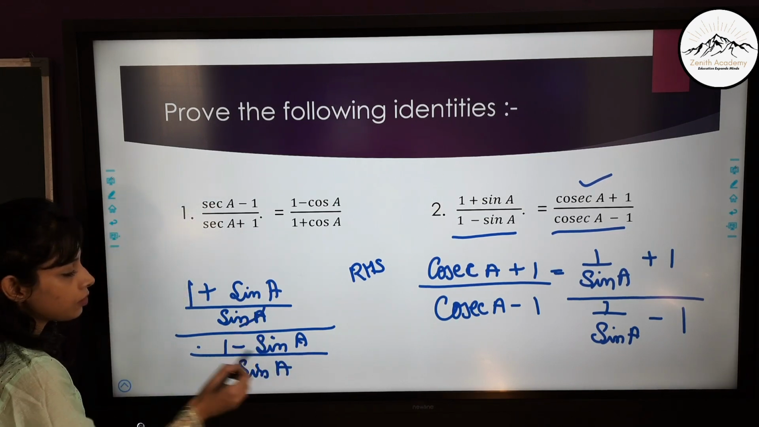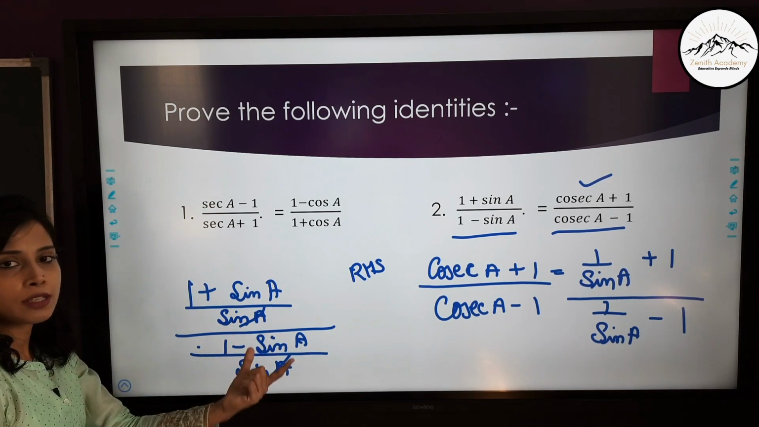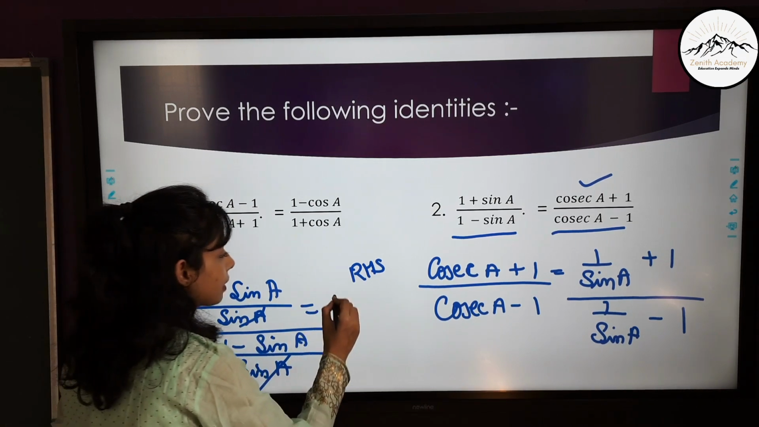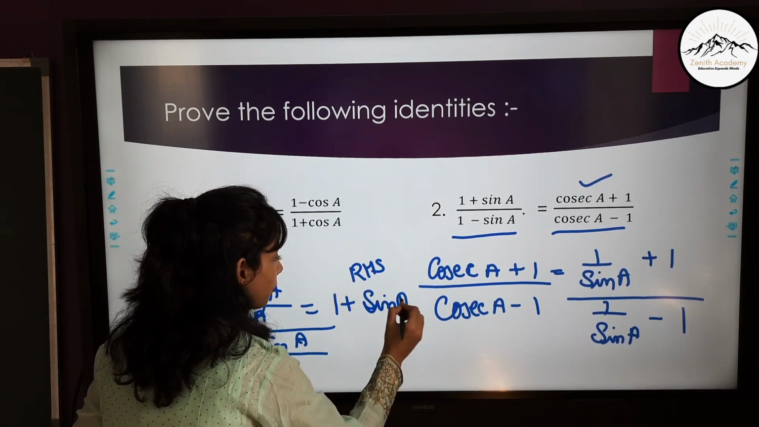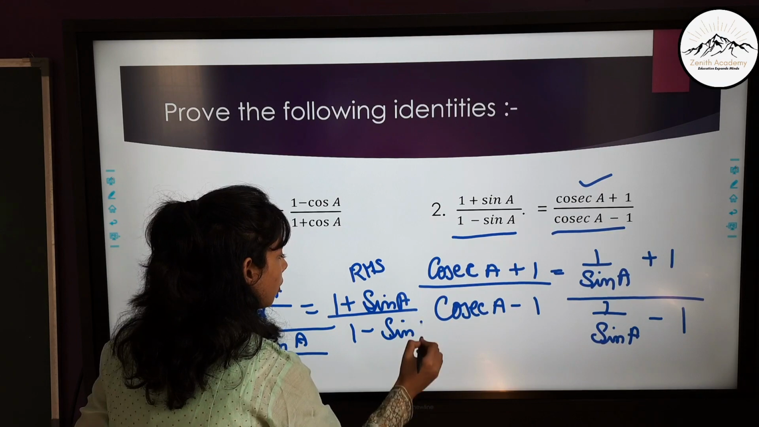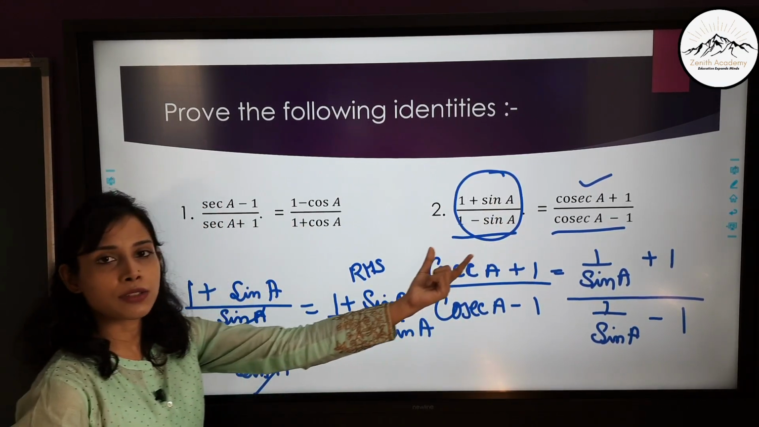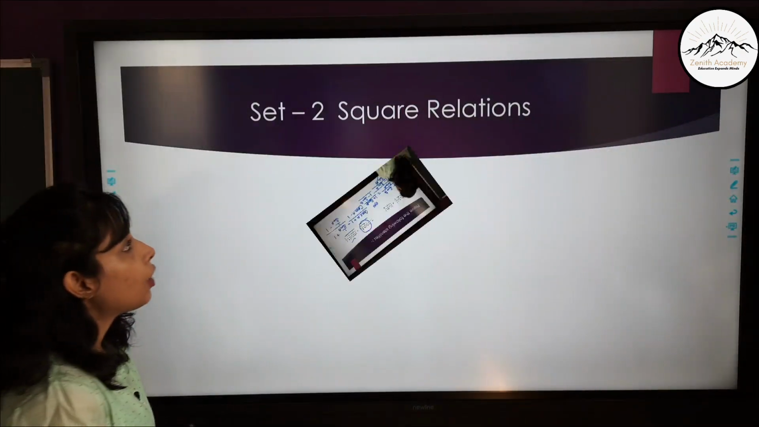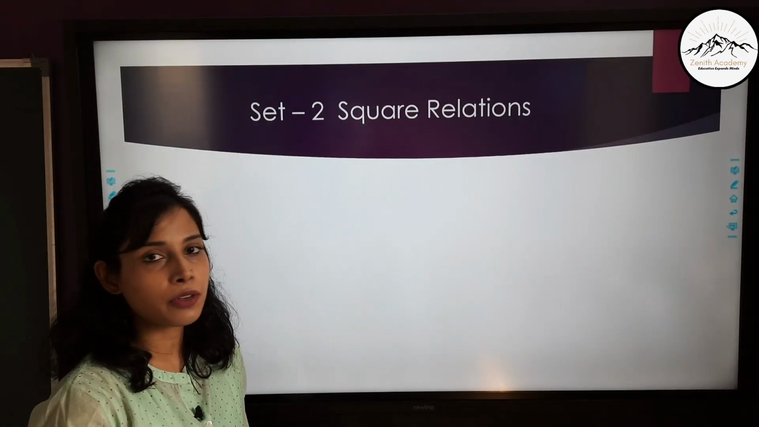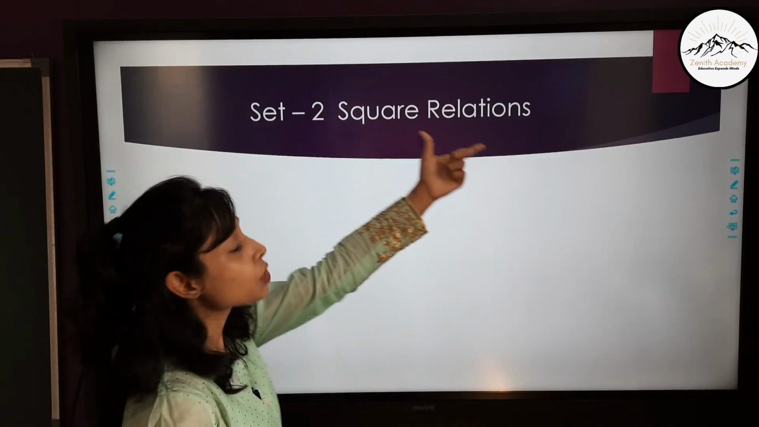So sine A gets cancelled. What is remaining? 1 plus sine A upon 1 minus sine A. Which is what? Our LHS, and hence proved. Now let's see our second set of relations, square relations.